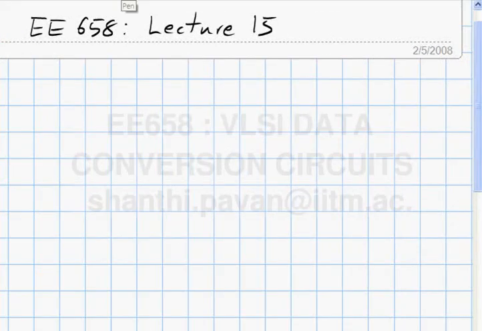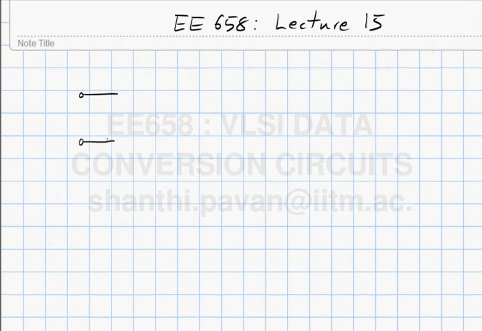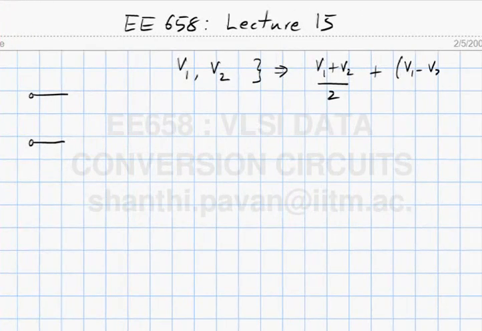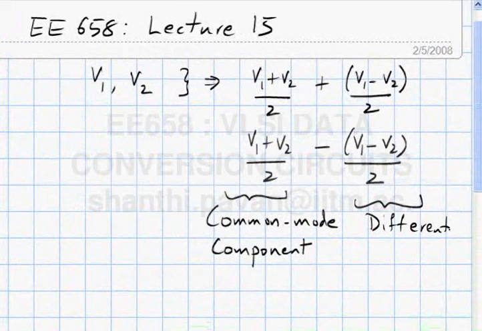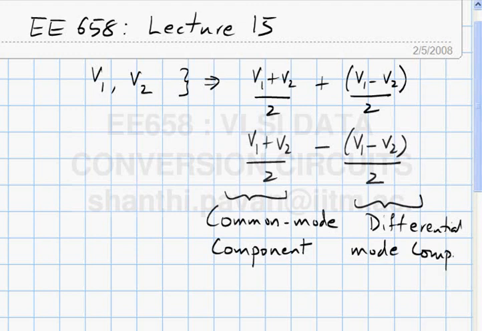You have two voltages. You can always express any two voltages V1 and V2 as (V1 plus V2)/2 plus (V1 minus V2)/2, and (V1 plus V2)/2 minus (V1 minus V2)/2. This is called the common mode component, and this is called the differential mode component.